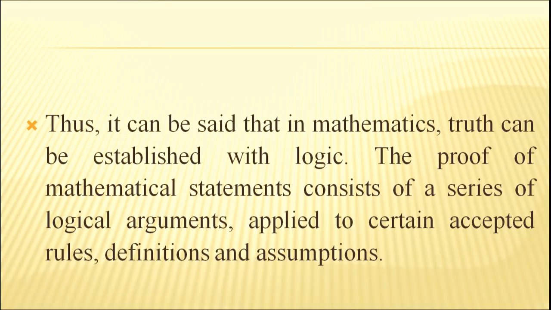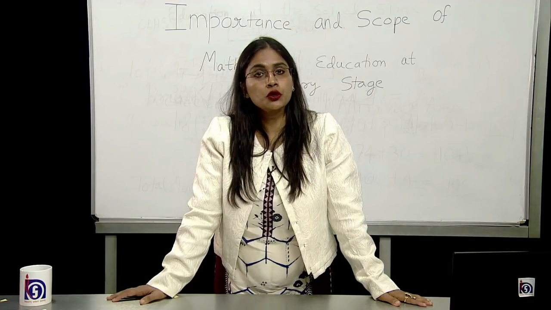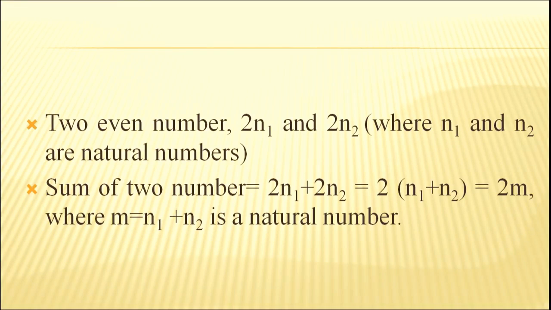The proof of mathematical statements consists of a series of logical arguments applied to certain accepted rules, definitions and assumptions. Mathematical statement, that is, two even numbers, when added, give rise to another even number. So, any even number, say 2n, where n is any natural number. Two even numbers, that is 2n1 and 2n2, where n1 and n2 are two natural numbers.